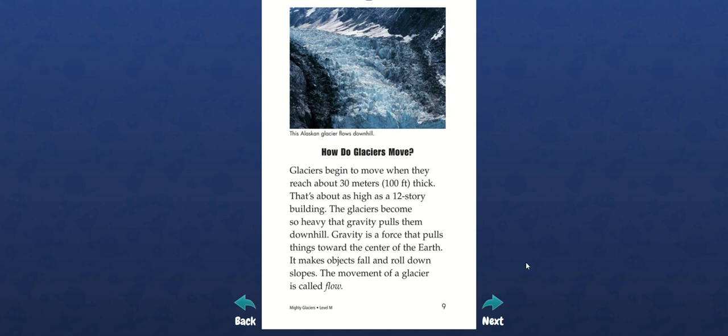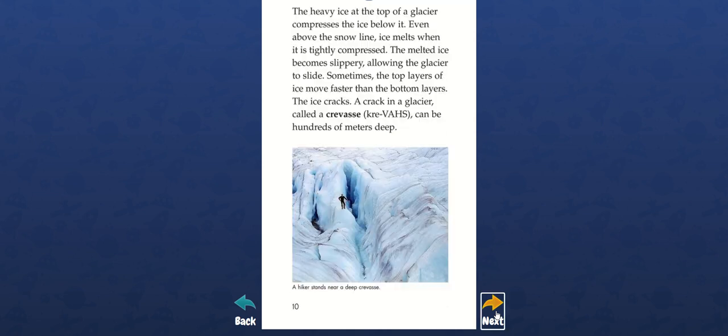How do glaciers move? Glaciers begin to move when they reach about 30 meters, or 100 feet, thick. That's about as high as a 12-story building. The glaciers become so heavy that gravity pulls them downhill. Gravity is the force that pulls things toward the center of the Earth, to make objects fall and roll down slopes. The movement of glaciers is called flow.